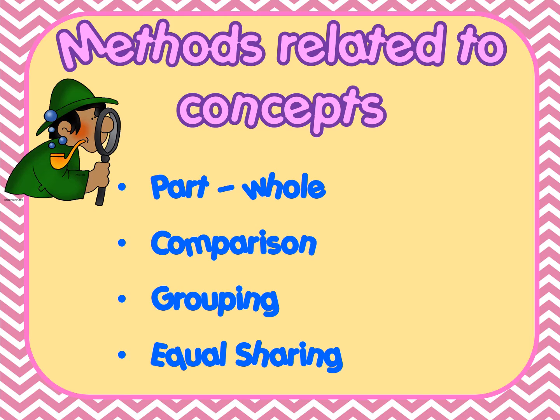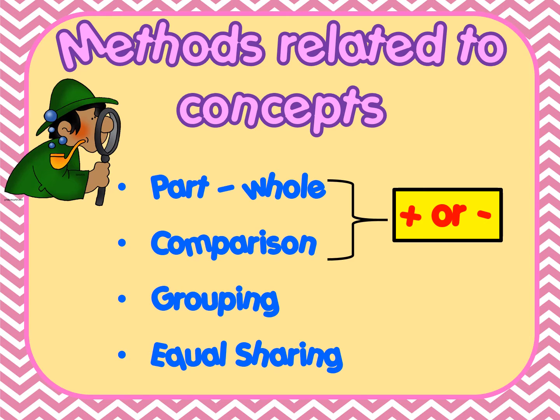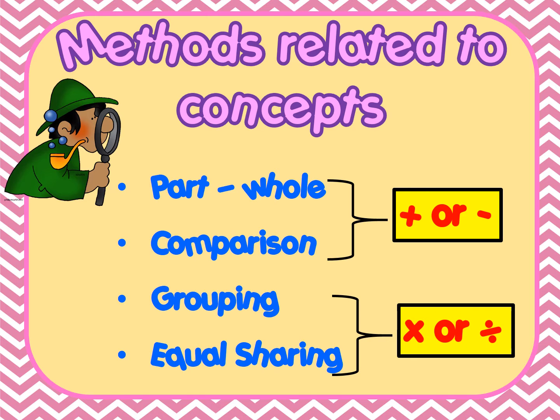So behind each of these concepts, there are methods that we need to identify. For the part whole and comparison, you either use an addition or subtraction method based on the model that we draw. And for the grouping and equal sharing, you will either use multiplication or division, using the GOT to find out the correct method, right?